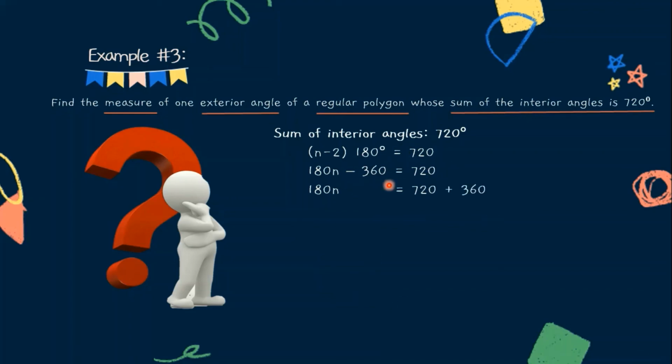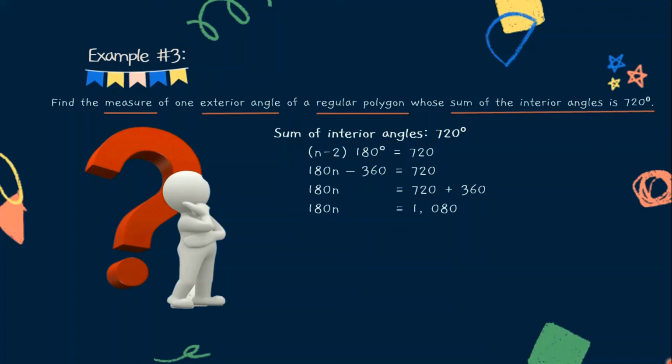This minus 360, we transpose it to the right side along with the other constant, 720 degrees. And then, we leave only the 180n because it has a variable with it. It became plus 360 because we reverse the sign. When we transpose from one side to another, the sign is reversed. So, from minus, it became plus.